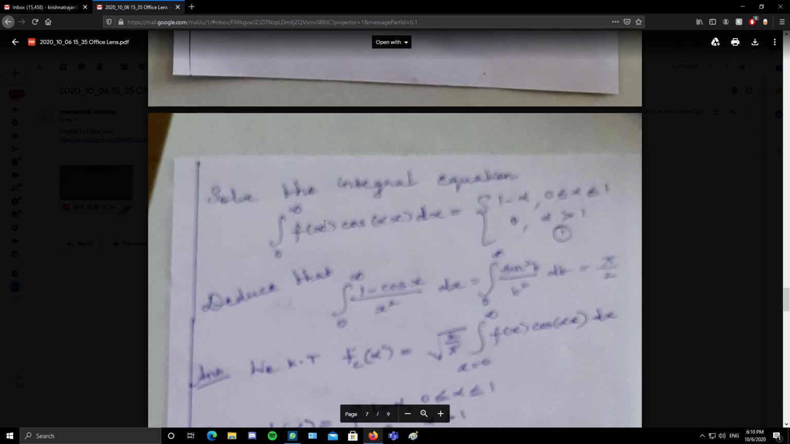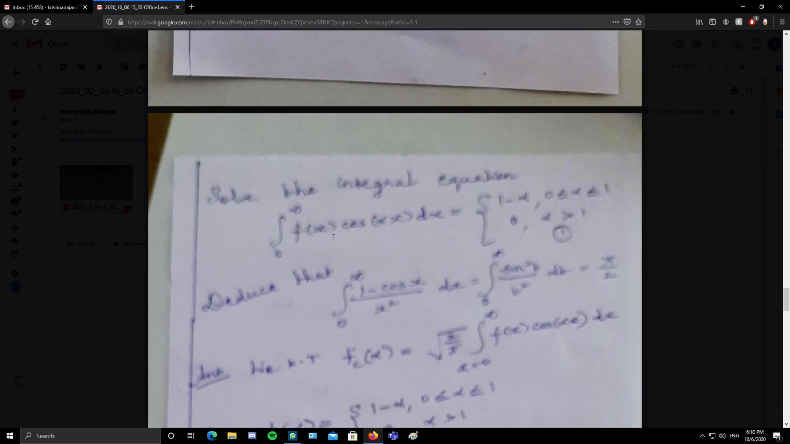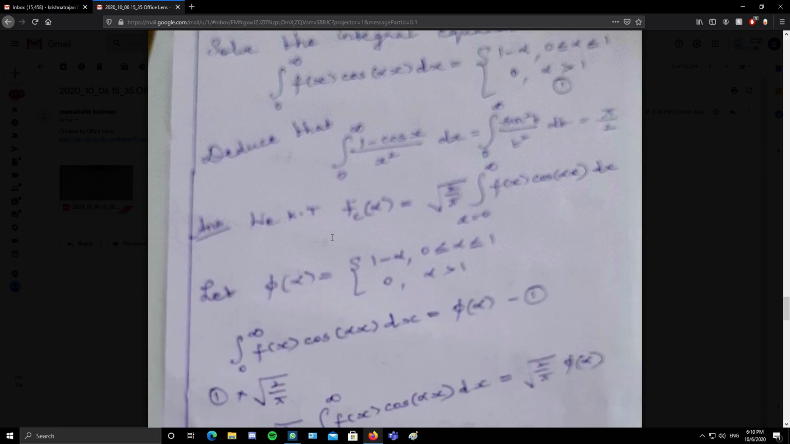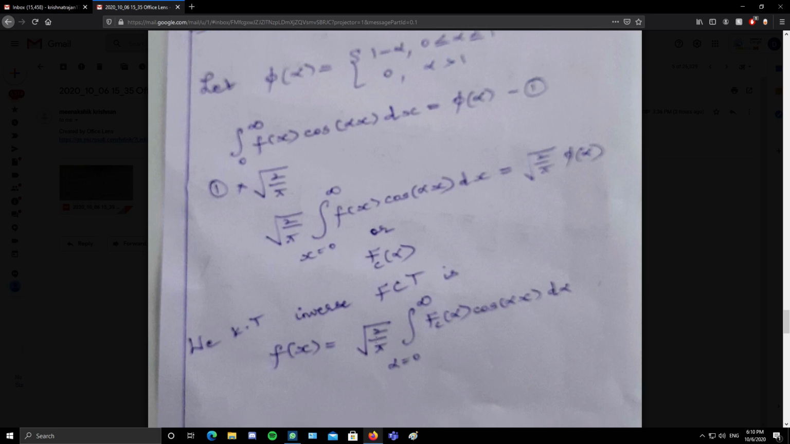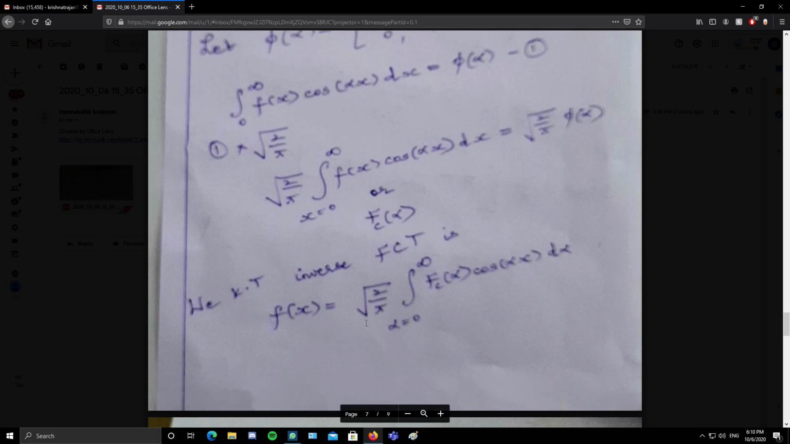Our objective is to find f of x. Whenever you have to find the original function f of x, you should do the inverse. So write the definition of inverse transform.